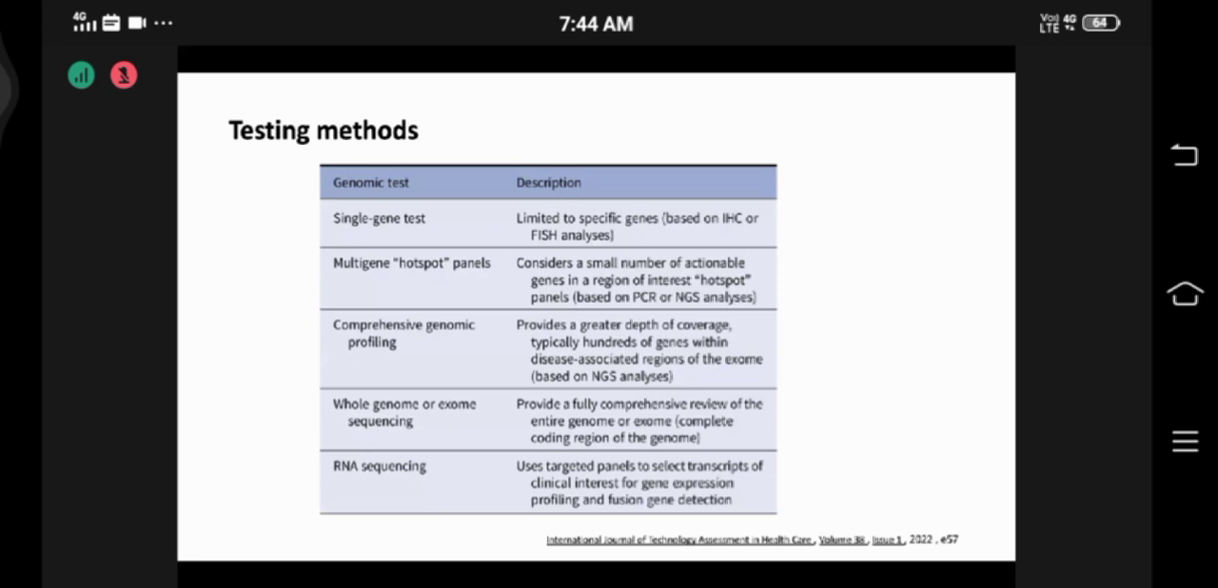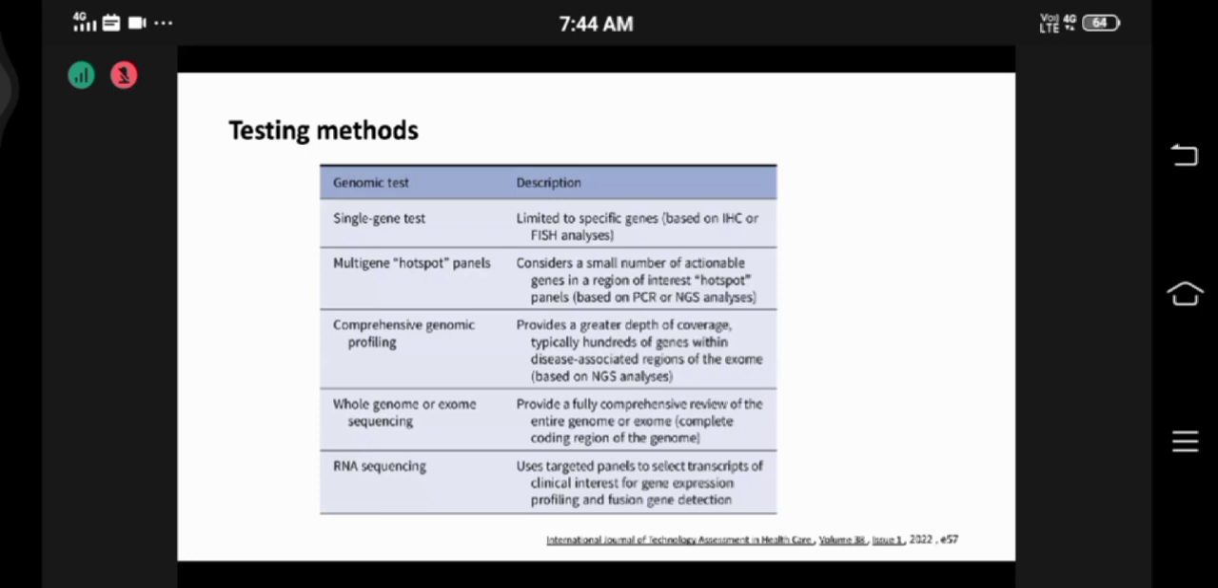But again, this is much, much better than a single gene test because you're getting all the information in one go. But we need to understand this also is only looking at selected hotspots in the gene. So it will not pick up all the abnormalities. There will be some abnormalities which will be missed out. So how do we go over this? We go over by doing what is called comprehensive genomic profiling. When you say comprehensive genomic profiling, it means that we are testing hundreds of genes in that disease-associated genome which have been already known.